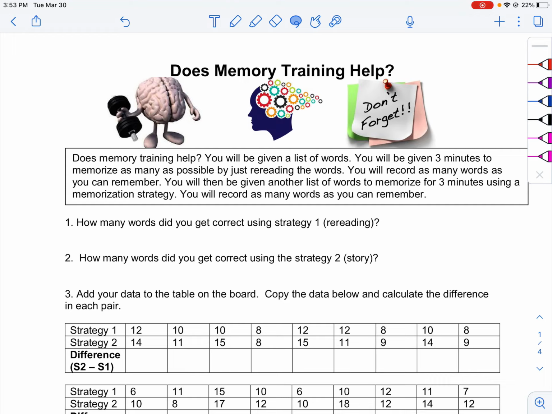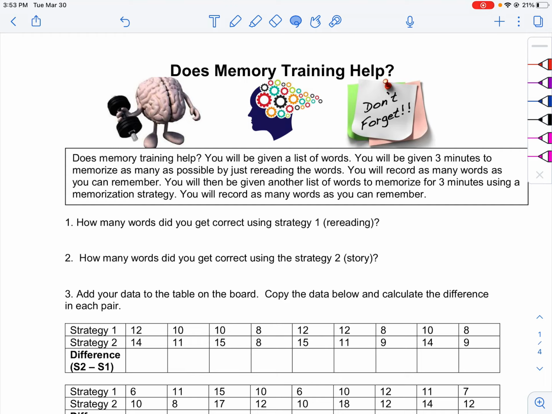The first strategy is rereading. You're just rereading the words over and over for 3 minutes. The second strategy is using the words in a story. And then we want to compare how many words you memorized by reading the story versus how many words you memorized by the strategy of rereading the words.